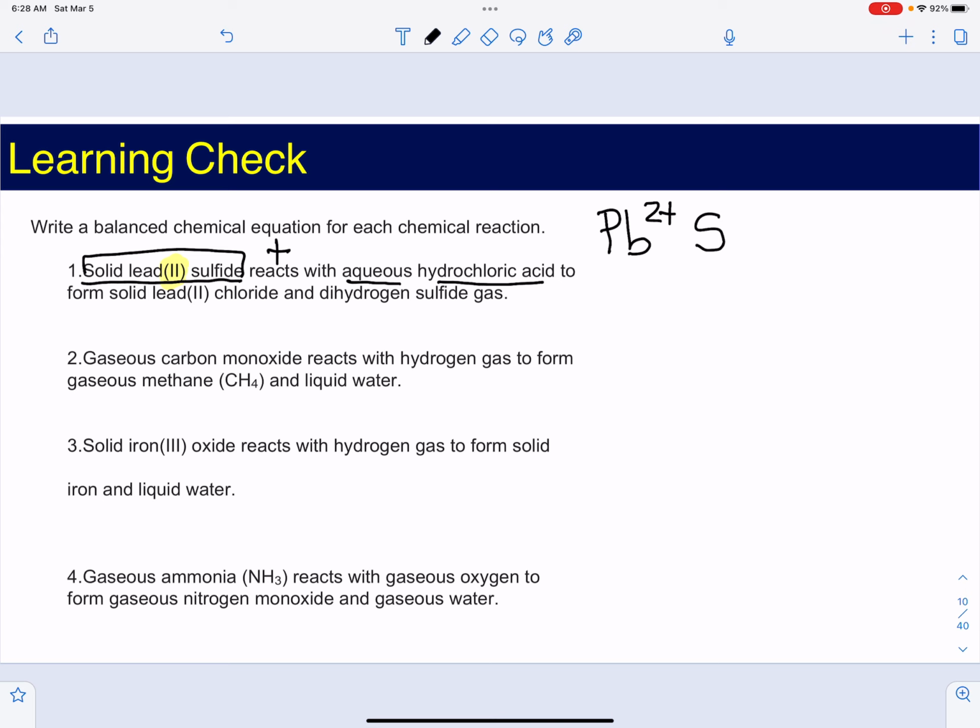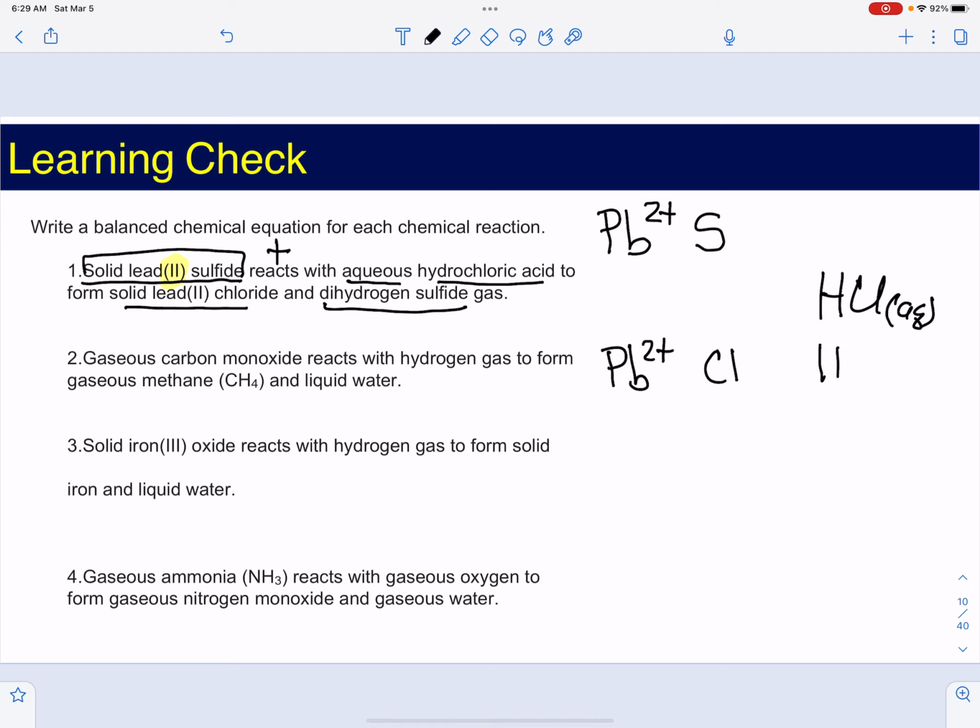And you learned how to name acids in the previous chapter. So hydrochloric acid is gonna be HCl. And it's gonna be aqueous based on what this is telling us. And it's gonna make solid lead(II) chloride, and dihydrogen sulfide, a molecular compound. Okay, so let's put it together.